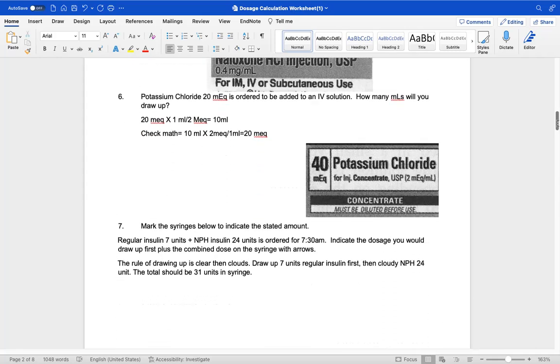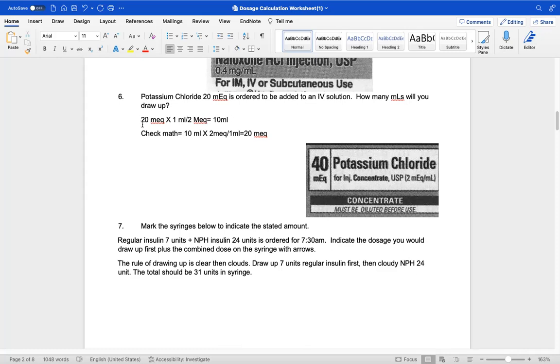Number 6. Potassium chloride, 20 milliequivalents, is ordered to be added to an IV solution. How many mLs will we draw up? So our ordered dose goes up front, that 20 mEq here. We're going to multiply that by what we have available. So we have 1 mL is 2 milliequivalents. I'm seeing that right here. Disregard this number. That is just to throw you off. That's just telling you how much is in the bottle. So 1 mL over 2 milliequivalents, that is what we've got.